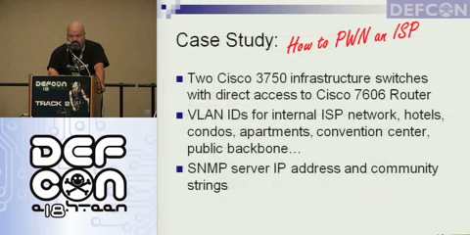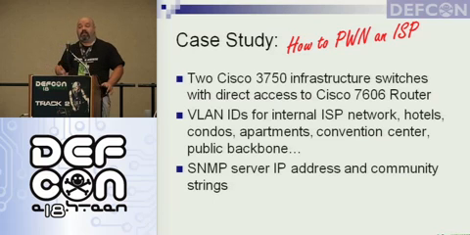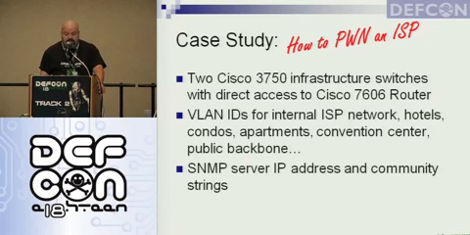So I looked up the IP address, and it turns out that this was an ISP in Florida, I'll say that. So all these devices were wide open. Contained in the configurations were VLAN IDs for their internal ISP network, hotels, condominiums, apartments, convention center, public backbone, all this stuff. So I'll talk very briefly about disclosure, because I don't do disclosure.